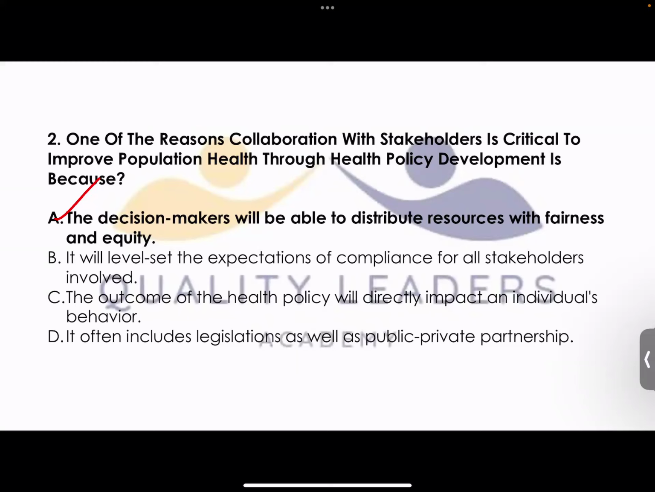Letter B, while stakeholder collaboration may promote compliance, it's not the primary reason for collaboration in health policy development. For letter C, this focuses on the effects of policy, not the reason for stakeholder collaboration. For letter D, well, true in some cases, but this is not the primary reason for collaboration with stakeholders in health policy development. So the best answer is letter A.